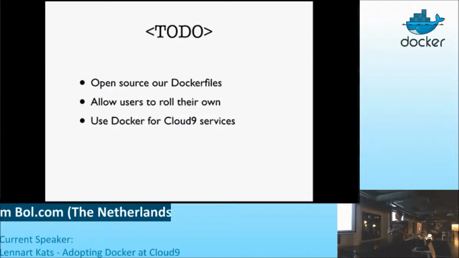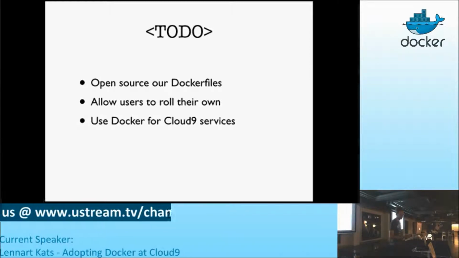So this is my to-do slide. What we want to do after this release is open source our Docker files, allow users to roll their own Docker files, because we just have these fixed workspace types right now. And also start using Docker ourselves more, because we've been building services for a long time, and we haven't actually used Docker for running our own services, just for running these user containers.